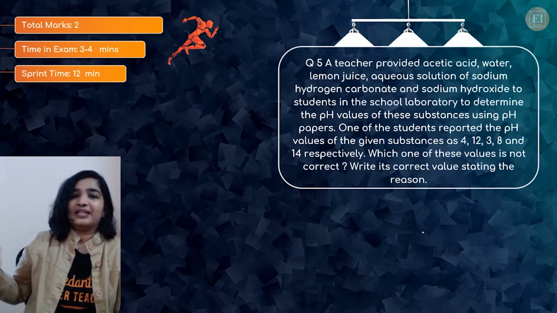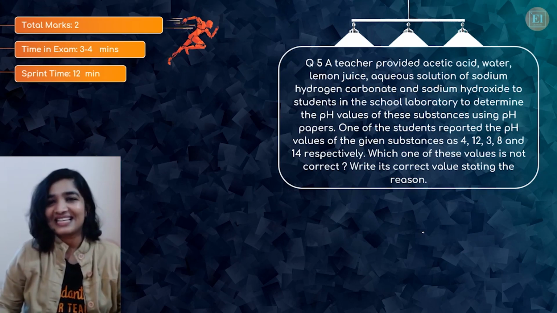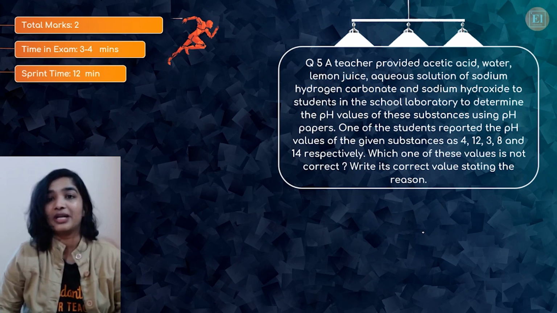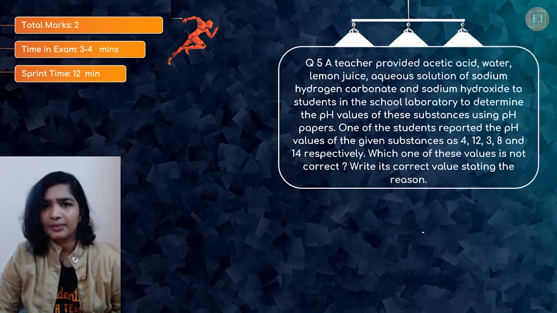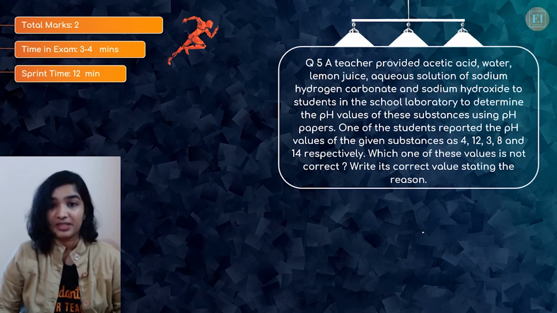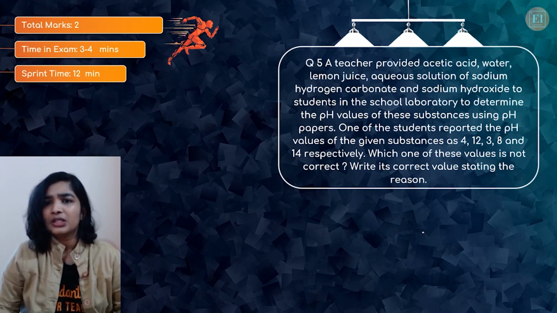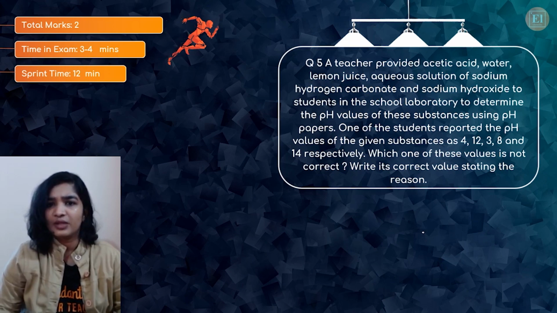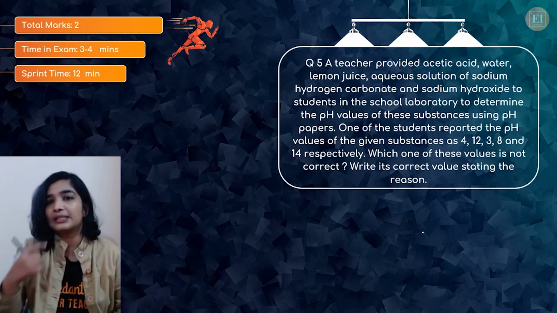Okay, a teacher, Surabhi ma'am, provided acetic acid, water, lemon juice, aqueous solution of sodium hydrogen carbonate and sodium hydroxide to students in the school. Okay, that's a lot of compounds. To determine the pH values of these substances using pH papers. One of the students reported the pH values of the given substances as 4, 12, 3, 8 and 14 respectively. Which one of these values is not correct? Write its correct value stating the reason.